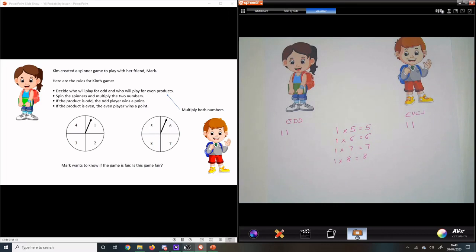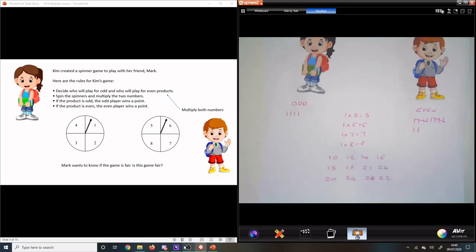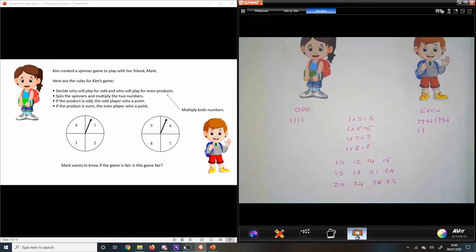Okay, I've worked the rest of them out here. I'm not going to sit and work them all out now and waste your time, but this is what I came up with. So this is the second set. This is your 2 times, this is your 3 times, and this is your 4 times. Feel free to work those out yourself if you want. But as you can see, there are far more evens than odds. So I would say the game definitely isn't fair, and in this case, Mark looks out because he wins.